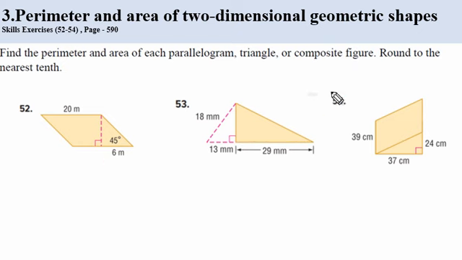Okay. Question number 54. Now this is a composite figure. How many figures do you see here? First you see a parallelogram, and then you see a triangle here. A parallelogram and a triangle, right? In a parallelogram, opposite sides are equal. So this is 39, this is 39. This side I don't know.